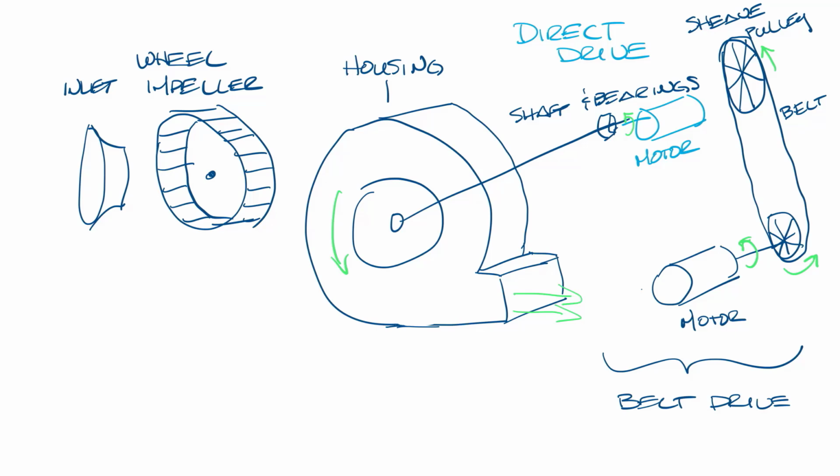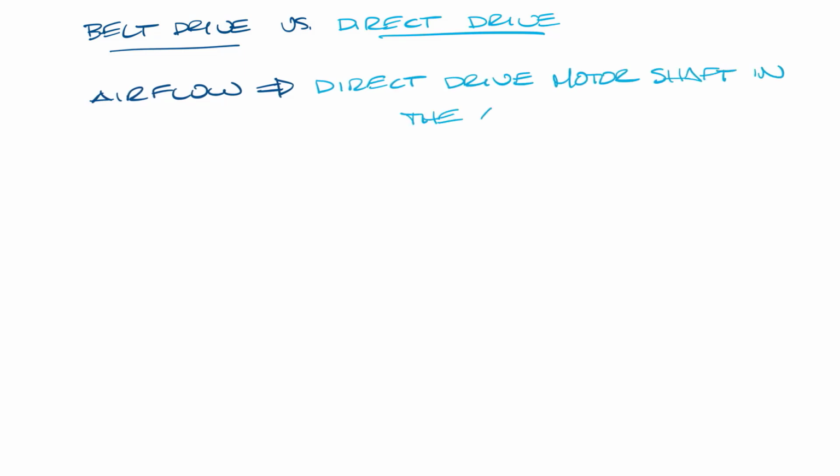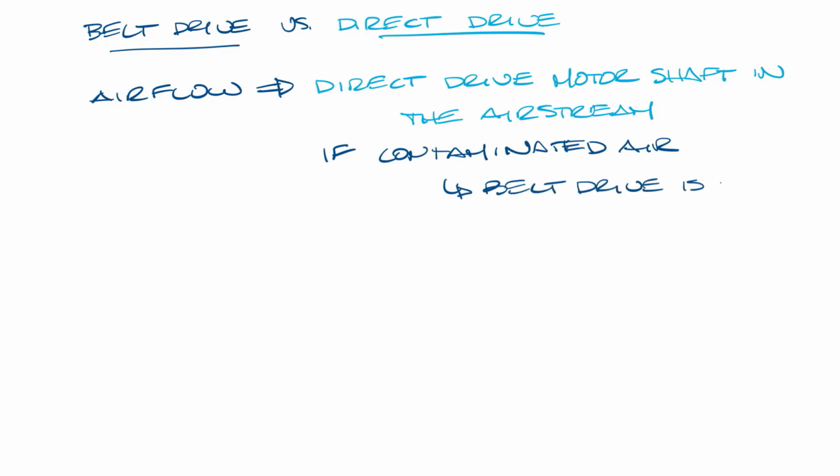There are different reasons that you might want a belt drive or direct drive fan, so let's move these over and look at this in more detail. First, let's look at the air that will be flowing through the fan. In a direct drive fan, the motor shaft will be in the airstream. So if you have contaminated airstreams that have higher particulate loads, gases, vapors, or chemical compositions, a belt drive fan might be your better choice.